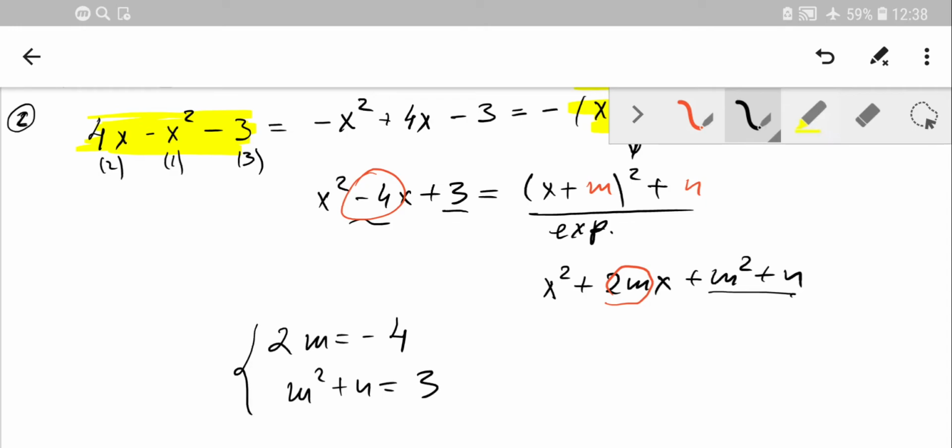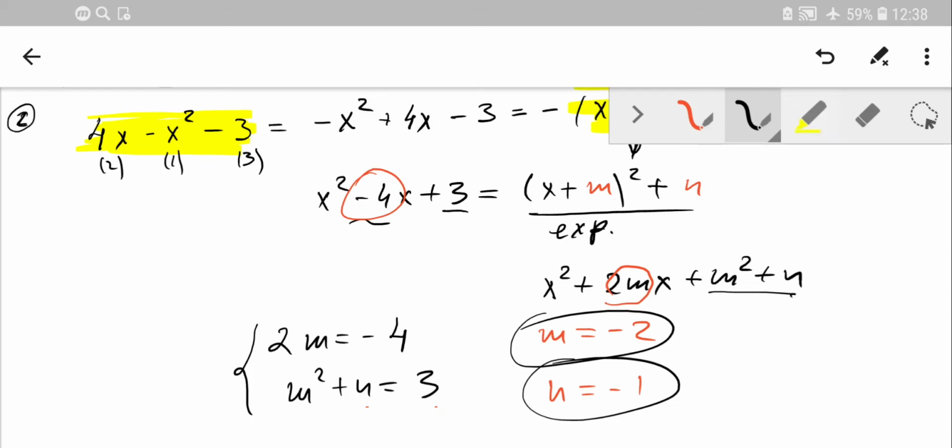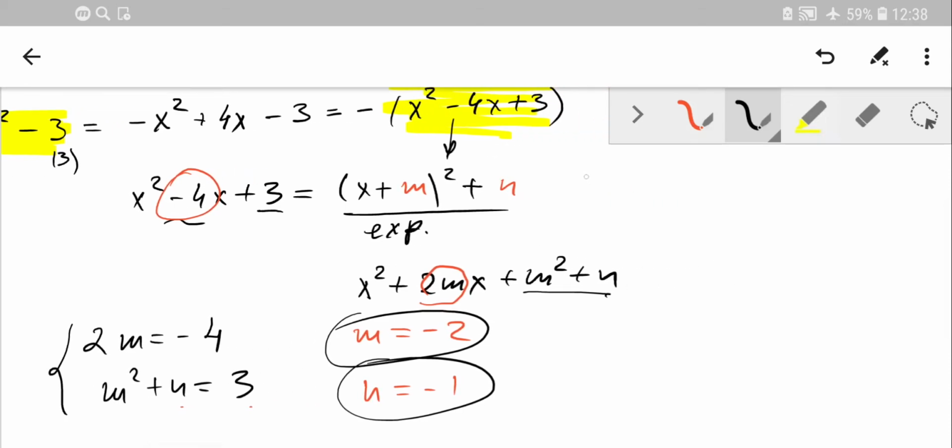And now I just need to solve. So first I'm finding negative 4 over 2, which is m, so it's negative 2. And then I look for n, and it's simply 3 minus m squared, or 3 minus 4, you'll get negative 1. So hence I found all the values for m and n, and now I can rewrite as the following: x minus 2 squared and minus 1 in the end.